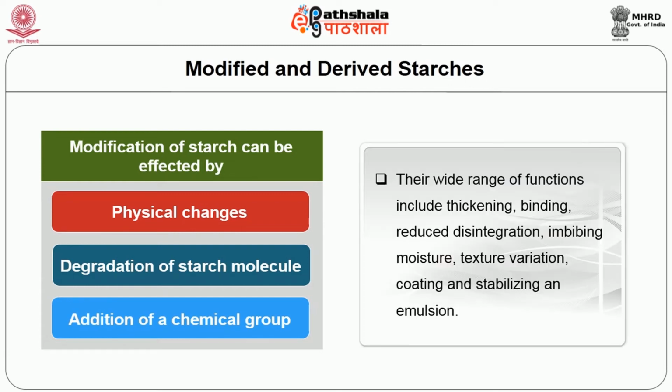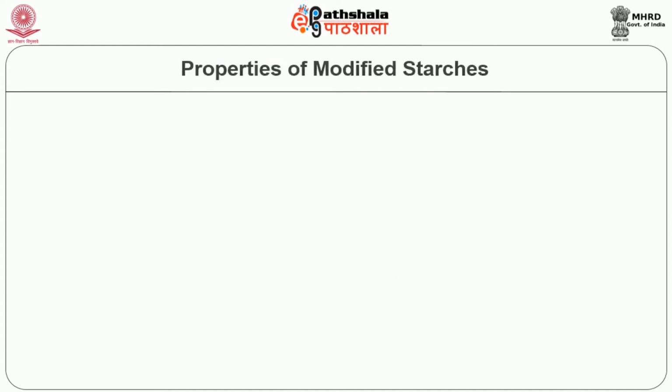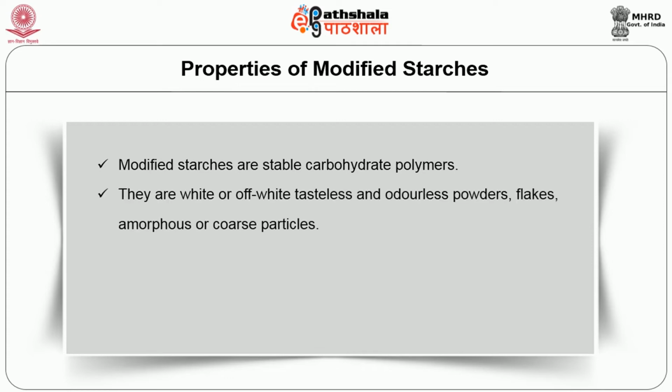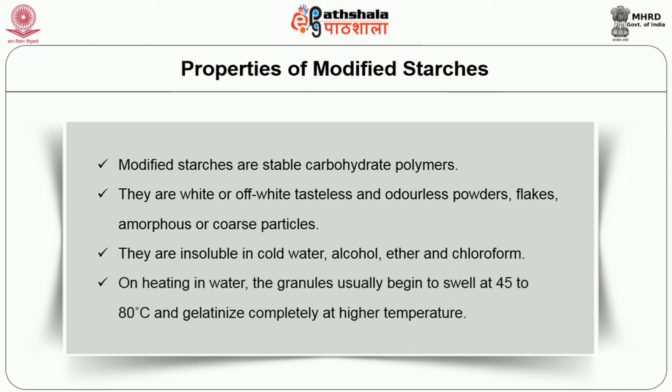The modified starches are widely used as thickening and binding agents. Properties of modified starches: modified starches are stable carbohydrate polymers. They are white or off-white, tasteless and odorless flakes, amorphous or coarse particles. They are soluble in cold water, alcohol, ether and chloroform. On heating in water, the granules usually begin to swell at 45 to 80 degrees Celsius and gelatinize completely at higher temperature.